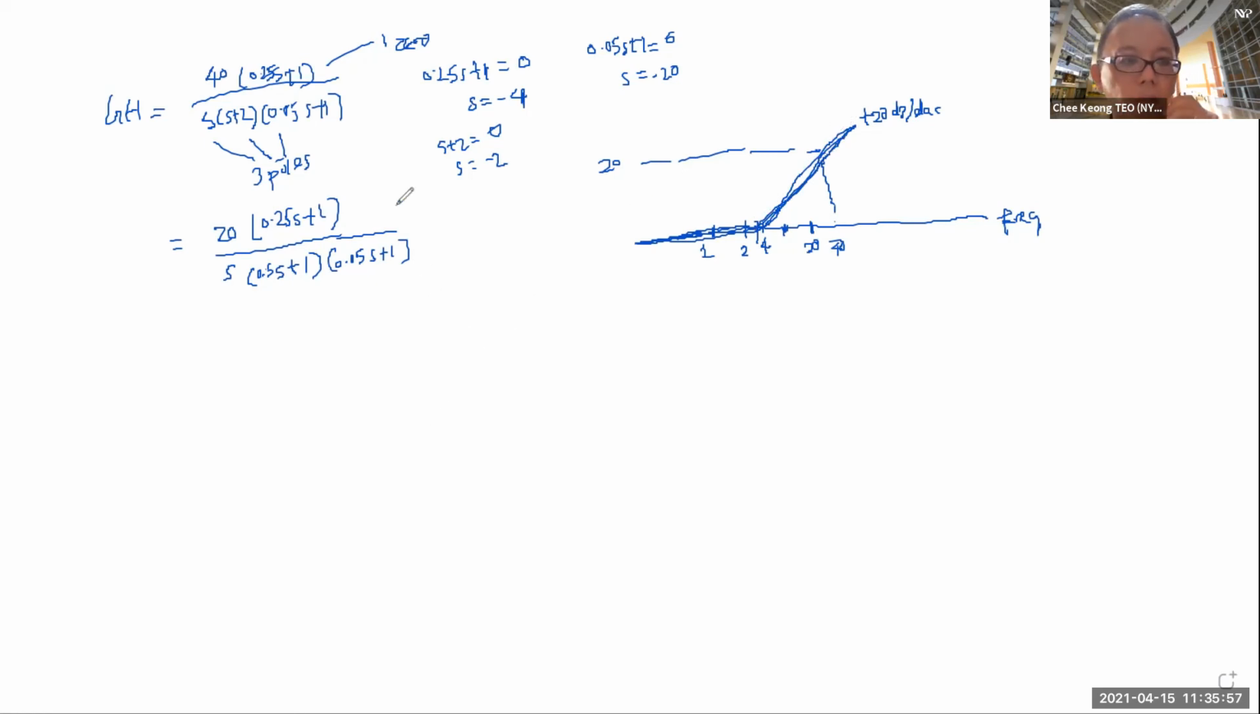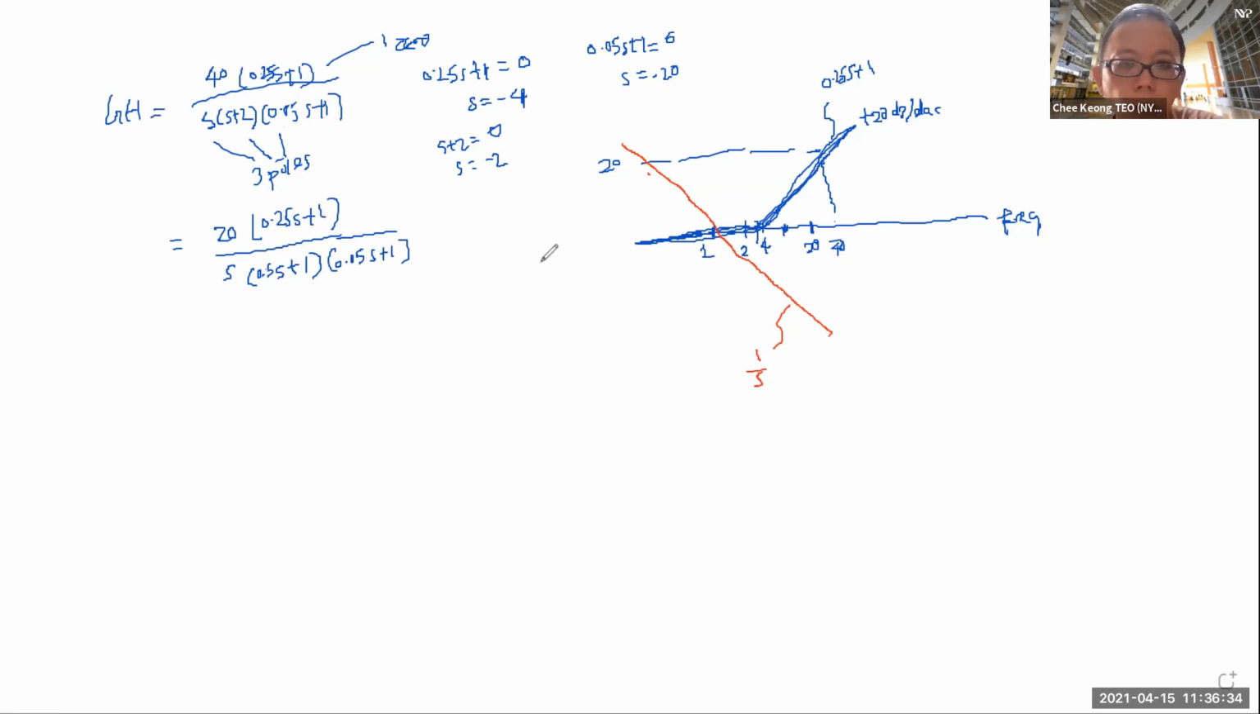Then for the next one, it is a pole that cuts the x-axis at 1. Let me represent it by this, also at minus 20 dB per decade, but it is a pole, so it's like that. Of course, I should label it. This is your 1 over s. Just now that one is basically your 0.25 s plus 1. So this is the 2 line.